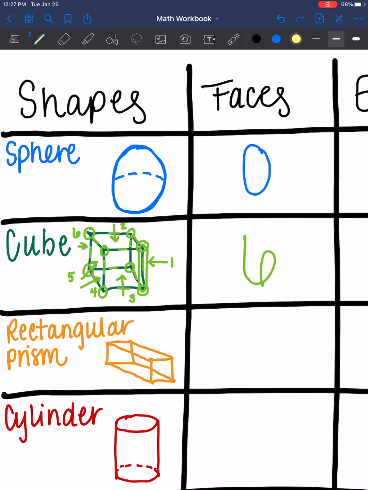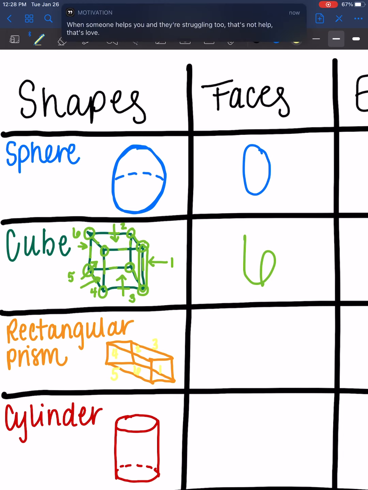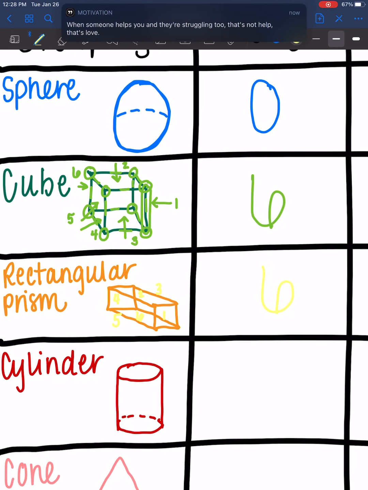Now we're going to look at the rectangular prism. So let's look at the faces. I see a square, I see a rectangle, another rectangle, a square, a rectangle, and another rectangle. So I see multiple faces, and if we count it up, we have 6 total faces.